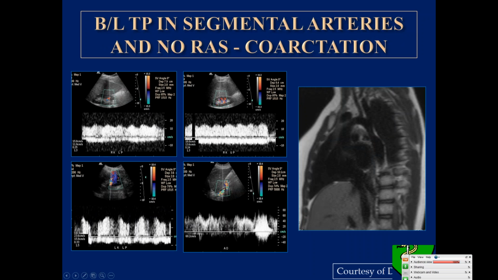When we see Tardus parvus waveforms as seen in bilateral kidneys, in the segmental vessels, as well as main renal arteries and in the aorta, think about a more central problem, like stenosis within the aorta, like in this patient with coarctation. So something to keep in mind: if you don't find any renal artery stenosis at the origins, if bilaterally there is abnormality, and the aorta also demonstrates abnormal waveforms, think about a more central problem.